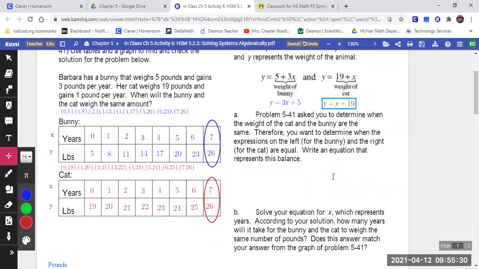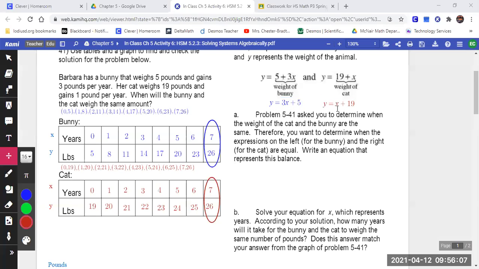Now, it says that 41, which we just did, asked you to determine when the weight for the cat and the bunny were the same, but they had you do it graphically and with the table of values. Now we're going to look at it just from the equation point of view. No big table of values, no graphing, none of that. We're just going to look at the equation point of view.